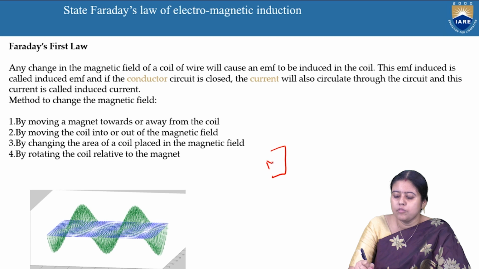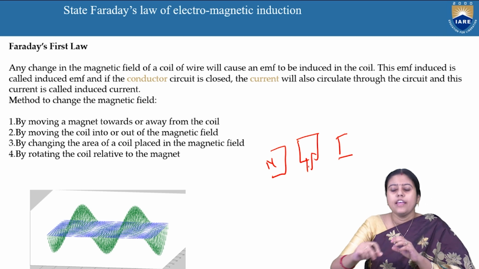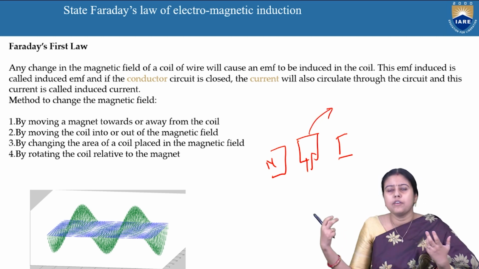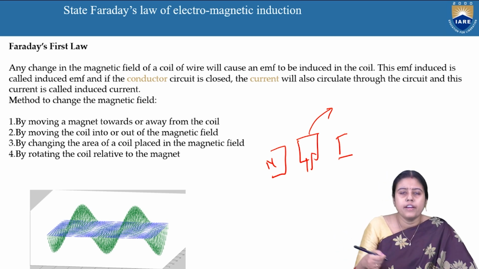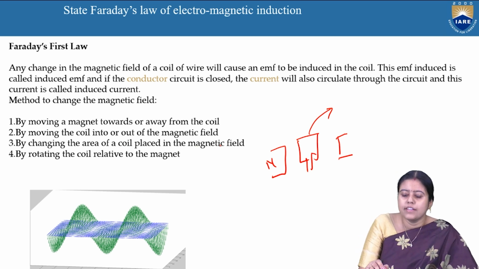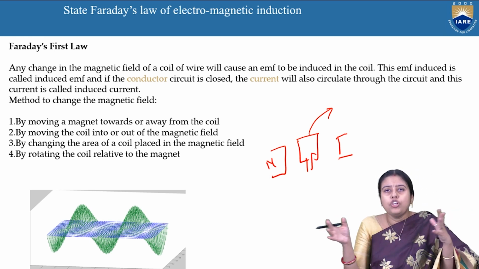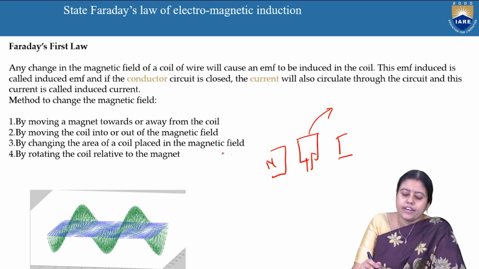If there is a north pole and south pole, and this is the coil, and we change the position of the electrical coil, then it also creates a rate of change of flux. Number three, by changing the area of a coil placed in the magnetic flux, like a piezoelectric material, if we change the volume or the area, that will change the magnetic field.